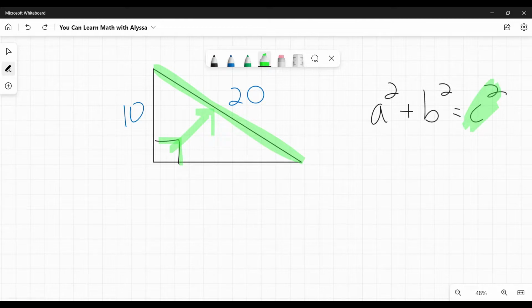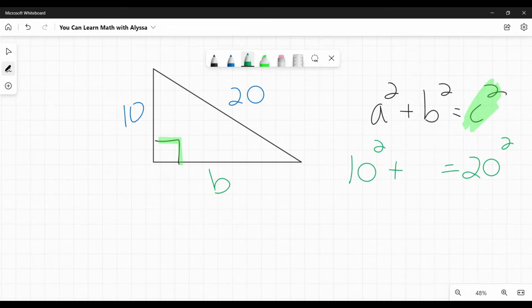So, okay, I've identified my hypotenuse, my C. So I'm going to put it here for C. And this 10 can be A or B. It doesn't matter. I'm going to call it A, and I'm going to call this side B. So I'm going to plug 10 in for A. My B stays like that. Okay. So I have 10 squared, which is 100, plus B squared equals 20 squared, which is 400.